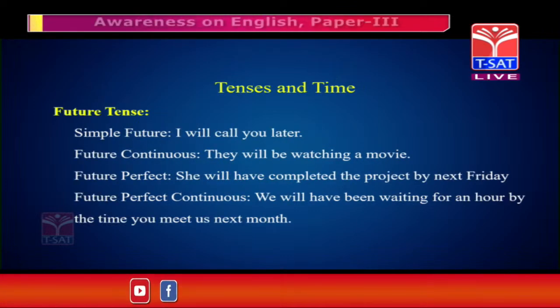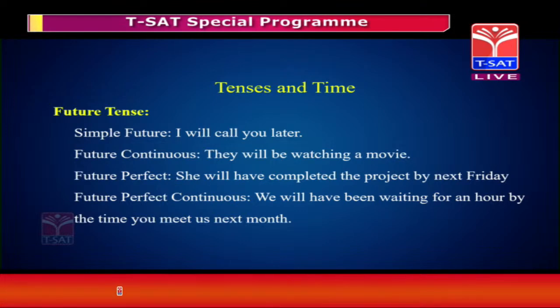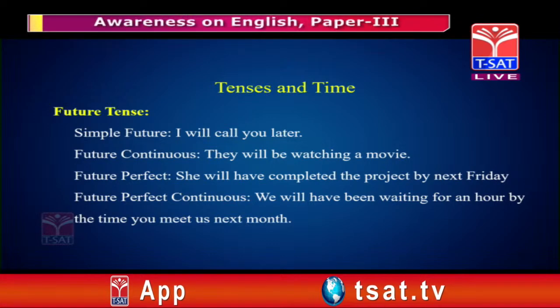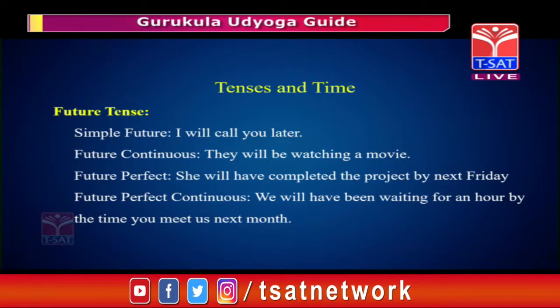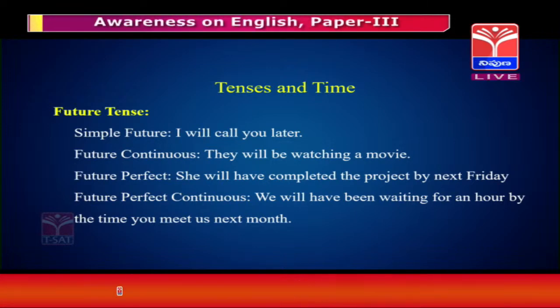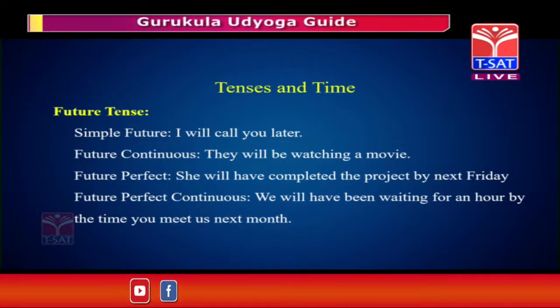The other one is future tense. There is simple future tense, future continuous, future perfect and future perfect continuous. When you know that some action is going to happen in the future, you can use the simple future tense. Future continuous talks about an action that will be in progress at some time in the future. Future perfect tense talks about when you assume some action will take place in the future.